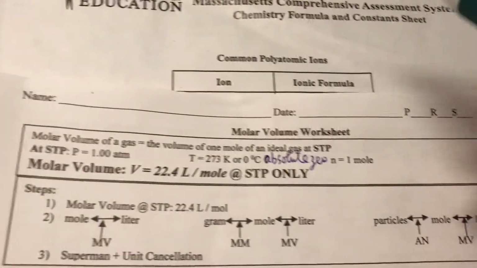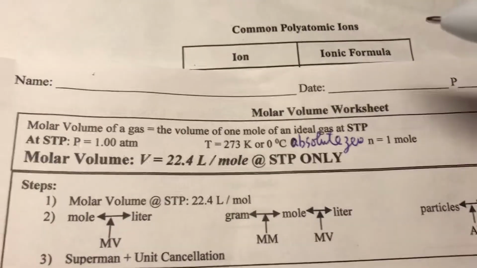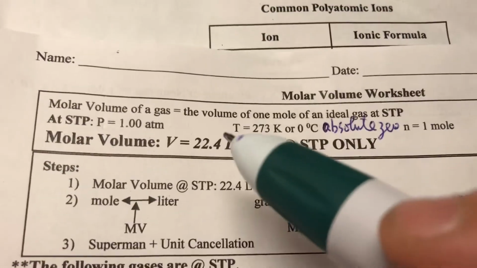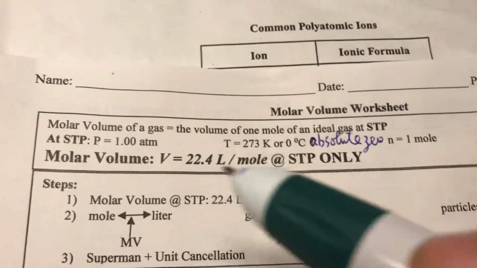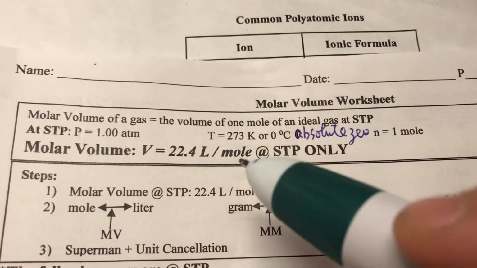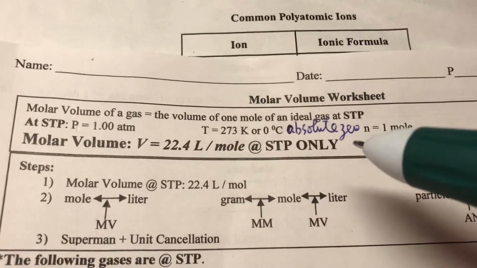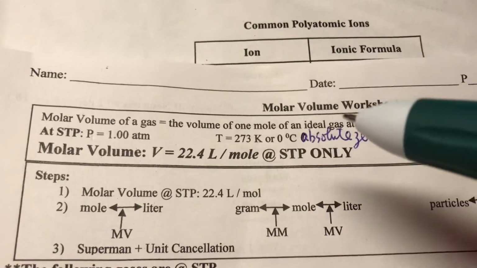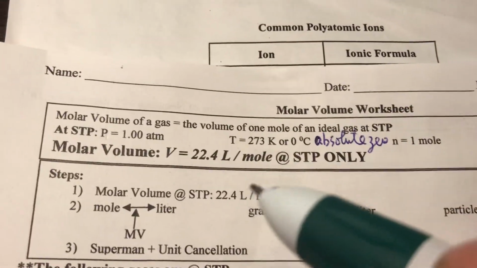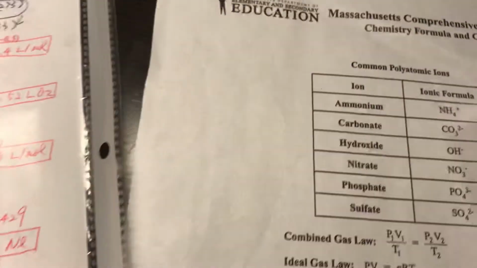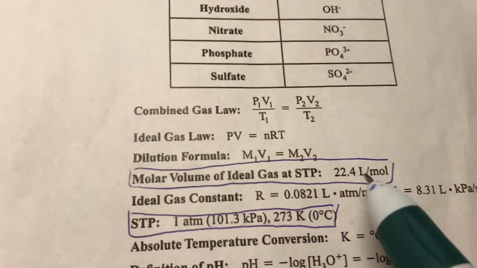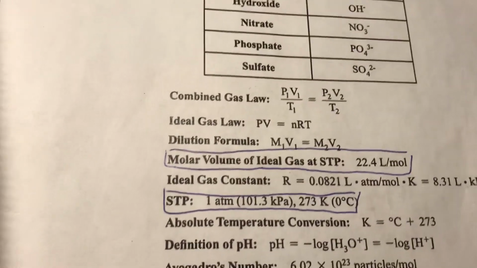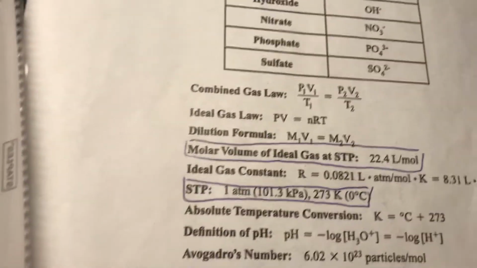For the molar volume, the amount is 1 mole. So how many liters per 1 mole? It is 22.4 liter per mole. But this is only at STP. If your pressure is not 1 atm and your temperature is not 273 K, then you cannot use this number. You can only use 22.4 liter per mole at that pressure and temperature.